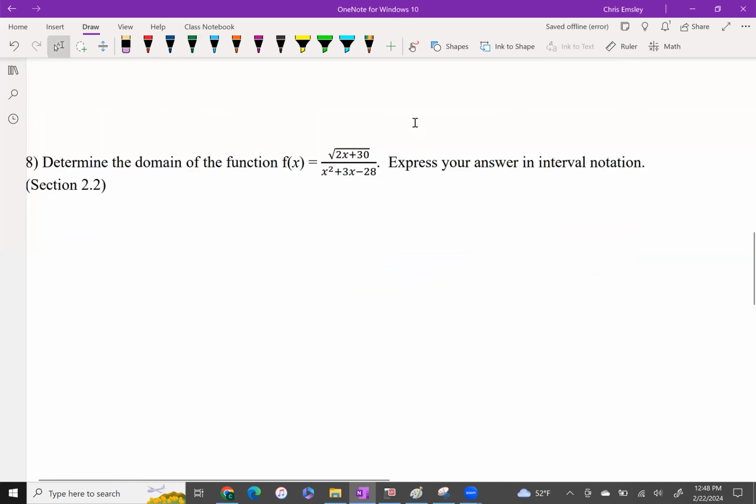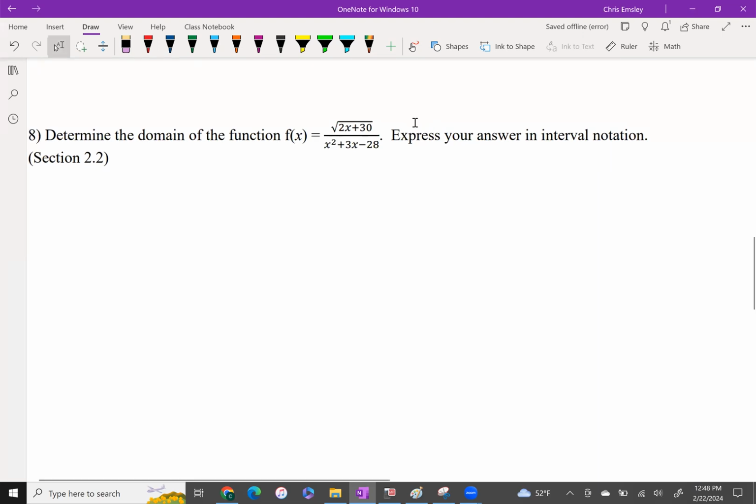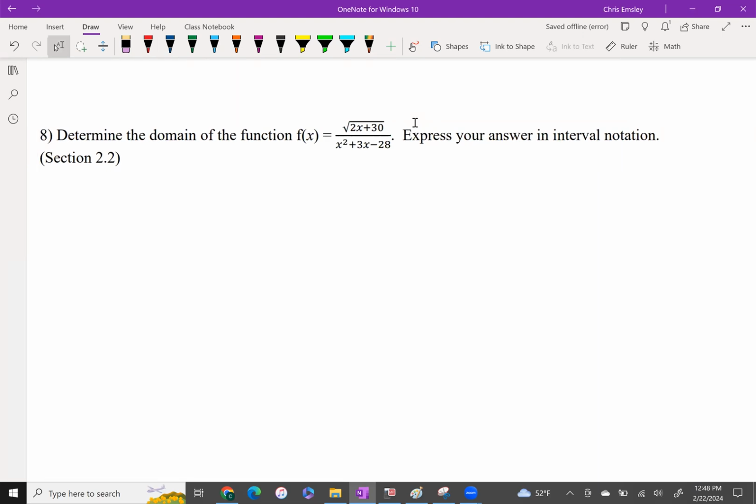Okay, number 8. Determine the domain of this function and put our answer in interval notation. Okay, the domain of a function a lot of times can be all real numbers. We can plug anything for x and do our calculations.